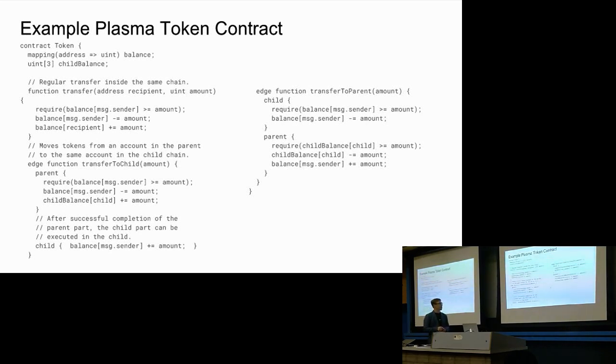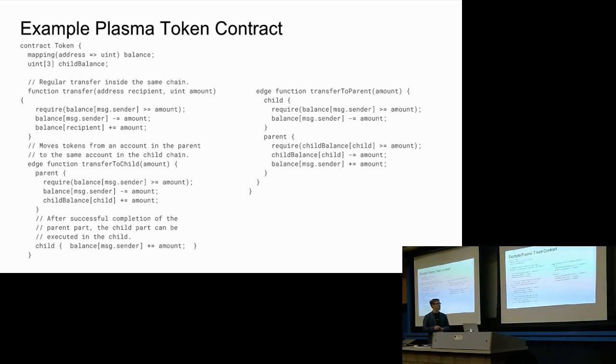And then this part can be executed on the child. The client will send exactly the same transaction that it sent to the parent to the child. And because the child blockchain knows that it is the relative child, it will skip this parent part. But instead, it will verify that the parent part execution happened. So it will look into the state root of the parent blockchain and will request a Merkle proof to verify this implicit event that shows that the parent part was executed.